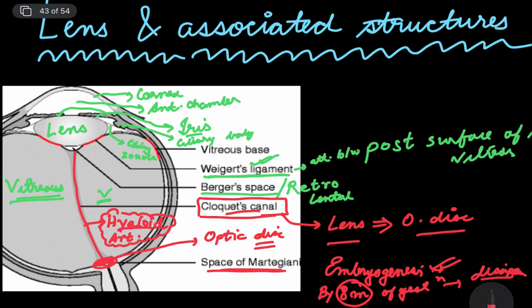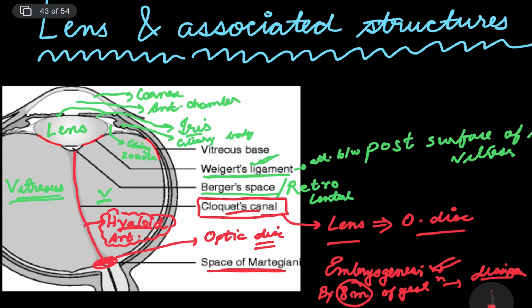When it is developing in an embryo, during the 8 months of gestation, it is not avascular; it is supplied by the hyaloid artery. The hyaloid artery runs from where to where? It runs from the optic disc up to the lens. What is the structure that it runs in? It runs within the Cloquet's canal.